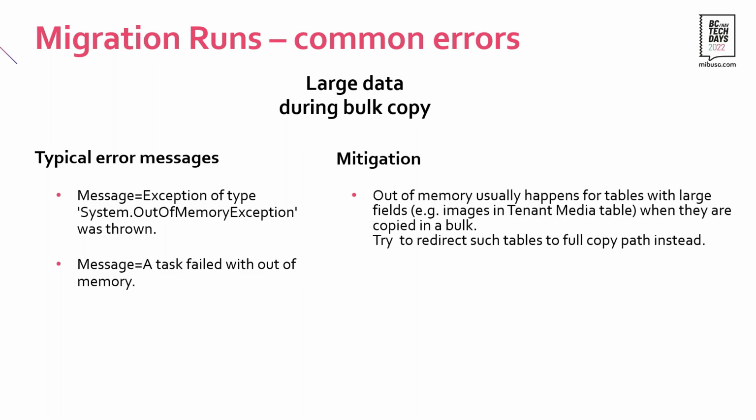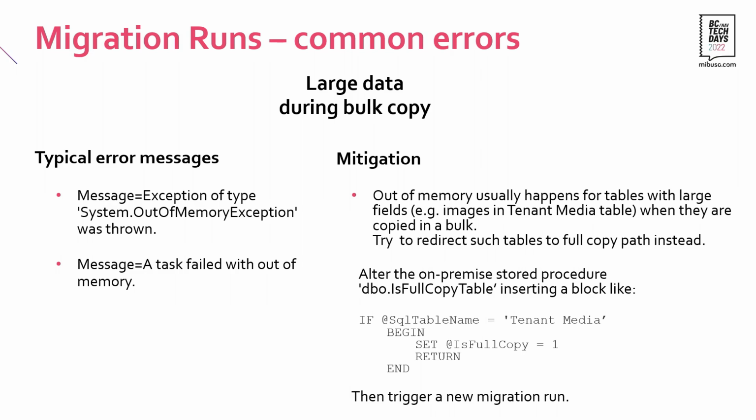What we see is that usually it happens when the tenant media table is going through the bulk and it contains some large images. It's a very big value in a single field that does it. These images are not compressible. So if you see an out-of-memory exception like that, we recommend a workaround, a hack. You can find a stored procedure that was installed in your on-premise database. It's called the isFullCopy stored procedure, and add a block like that.